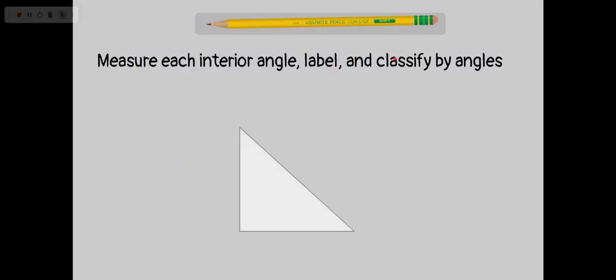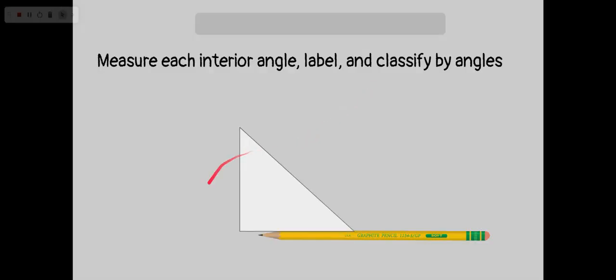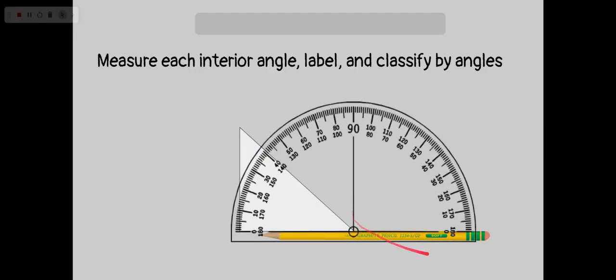So what is an exterior angle? I guess we should probably talk about what that is first. An exterior angle is if I extended one of my sides, and it's this angle on the outside, the exterior of the triangle. And if I use a protractor, I can measure this outside angle.